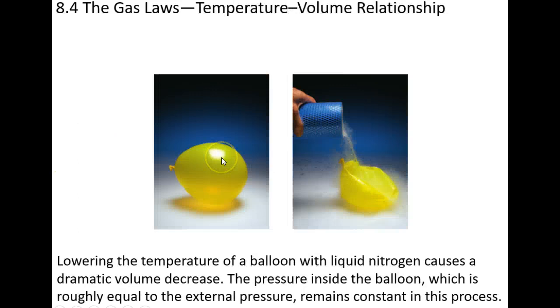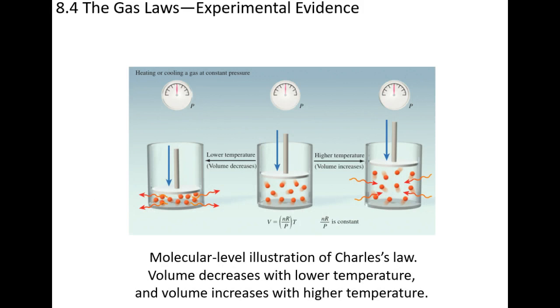This is actually a great example. I don't know if you've ever seen liquid nitrogen. This is the liquid nitrogen. So I have air in a balloon, and liquid nitrogen is very, very cold. When you pour it on the balloon, it shrinks the balloon because it liquefies all the gas inside. It cools it down so much that the gas molecules lose a lot of their energy, and you can actually shrink the balloon down. So this is Charles' law.